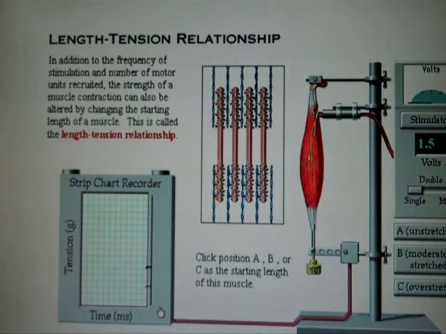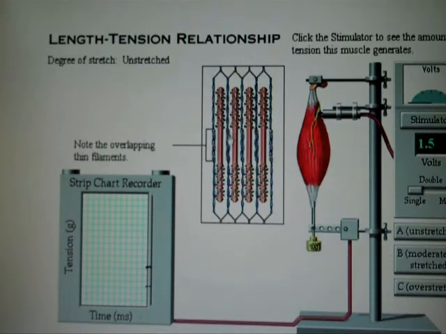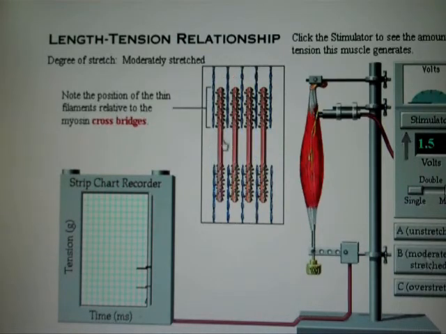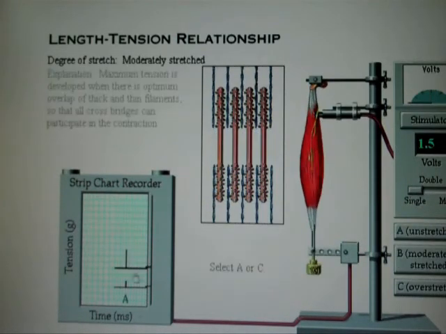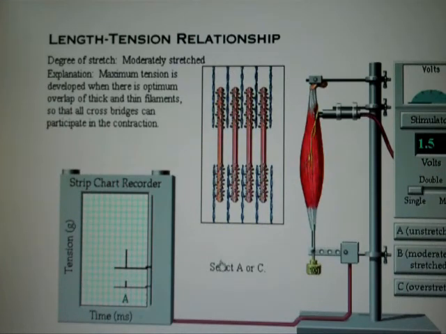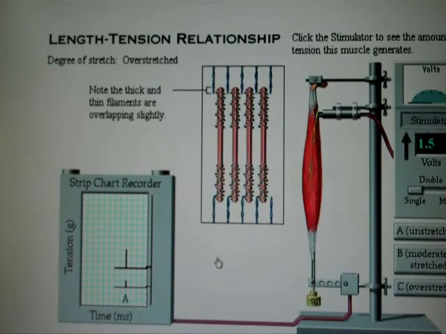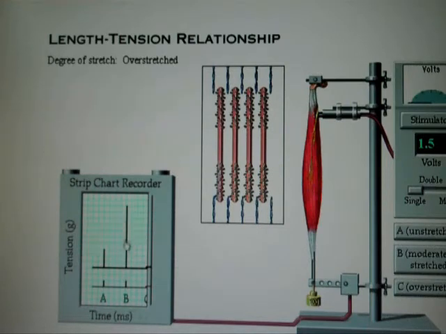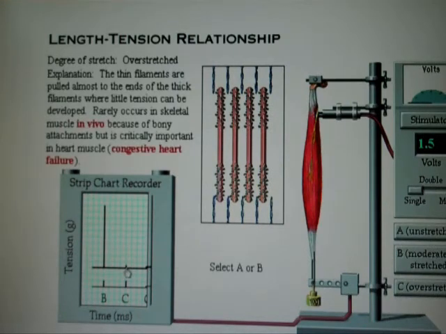Same thing, just watch what happens with this overlap here. Now it's unstretched muscle, it's only able to exert a little bit of force. Alright, so because it's unstretched, it's not optimum overlap. Notice what happens when we moderately stretch or overstretch it. So when we moderately stretch it, we get maximum force. When we overstretch it, we get this little tiny bit of force because there's not enough of a length-tension relationship.